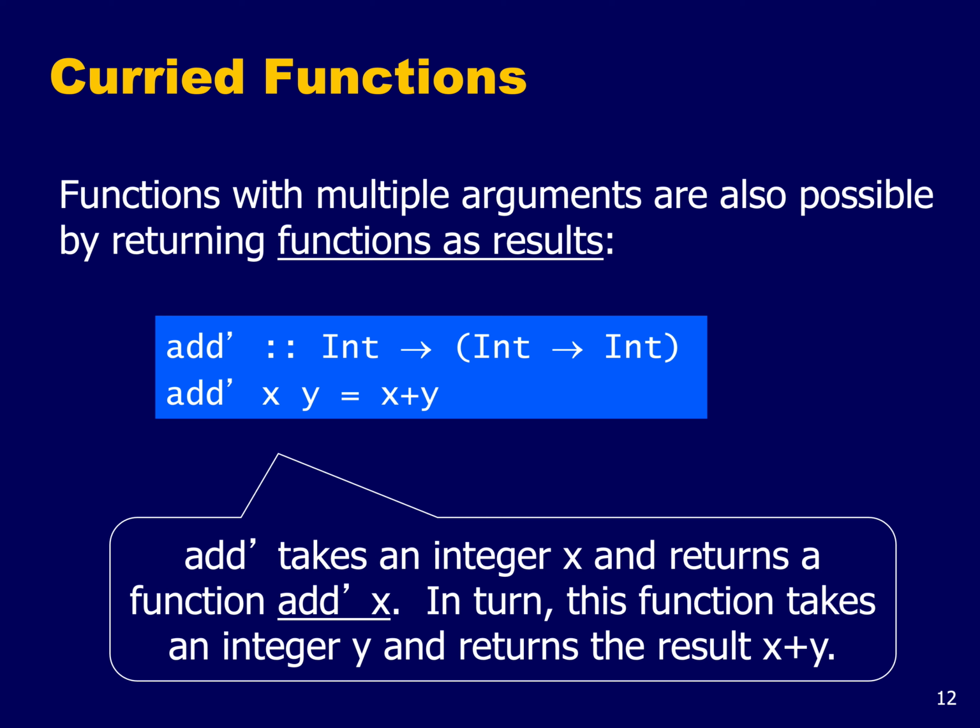And then the return type is interesting. The return type is actually a function. What that function is going to do is take the second integer that you want to add, and then it's going to give you back the final result. So add prime is returning a function as a result. It takes the first integer as an input, and then it gives you back a function. That function is going to take the second number, and then it's going to give you back the result of actually performing the addition.